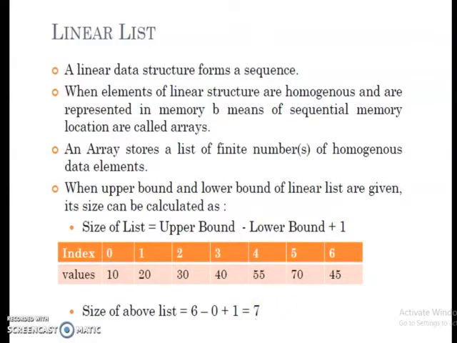So a linear list is an array. An array stores a list of a finite number of homogeneous data elements. Homogeneous means the same type of elements. If your array type is integer, then all elements should be integers. If your array is a floating point array, then all elements should be floating point numbers. That is the meaning of a homogeneous data structure or homogeneous array.